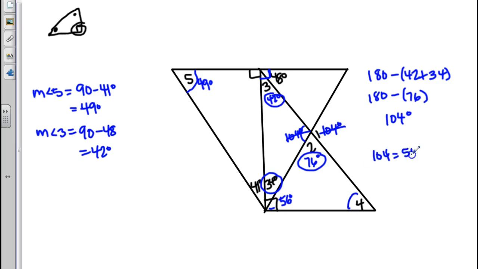104 has to be equal to 56 plus the measure of angle 4. I'm going to put an X for that. So 104 minus 56 is 48 degrees. So these three should also add to be 180.